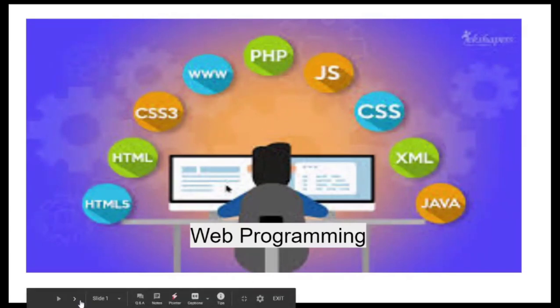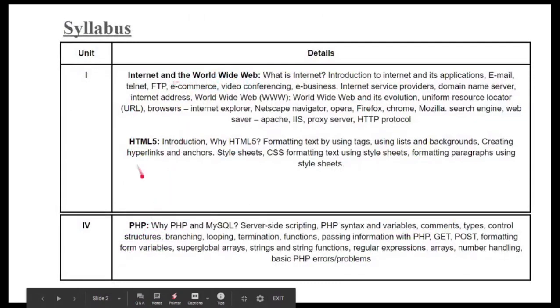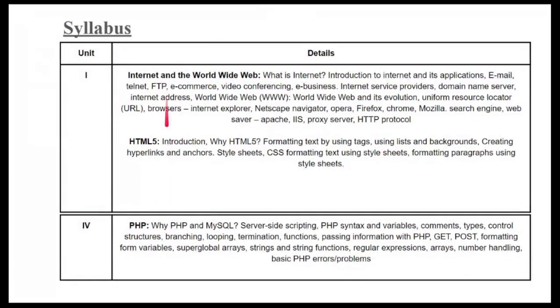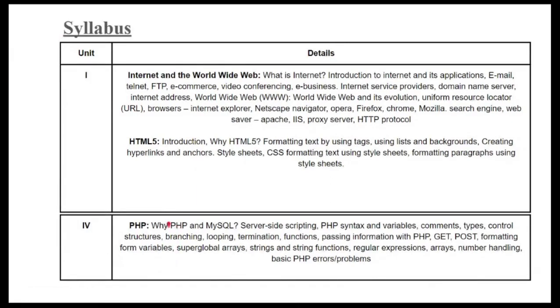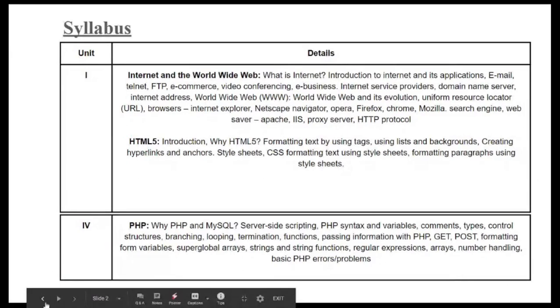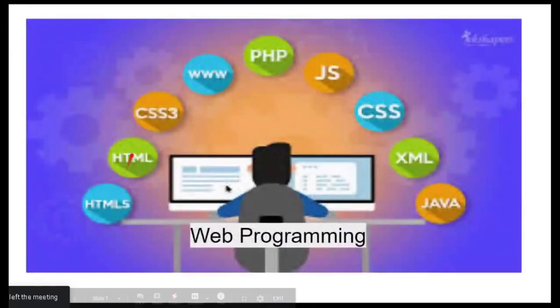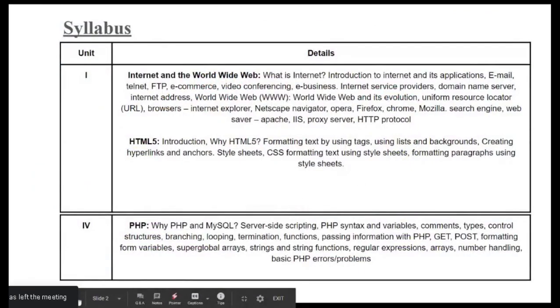See, this is unit number 1. In unit number 1, again there are two chapters. The first chapter is all about the internet and the World Wide Web, and the second chapter is all about HTML5, that is the advanced HTML5. Next is unit number 4. We are going to start with PHP and its database. Here we are going to study HTML, HTML5, and PHP in unit number 1 and unit number 4.